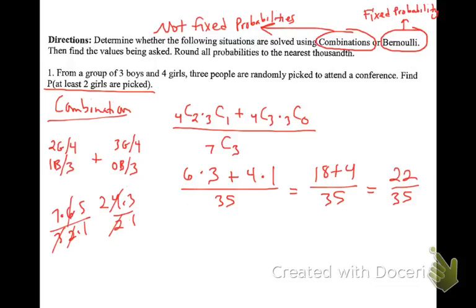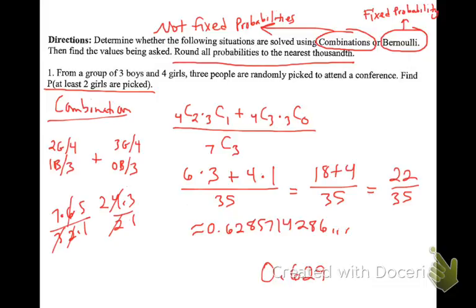Now I did specify that I want you to round off probabilities to the nearest thousandth. So if you type 22 divided by 35 in your calculator, you will get approximately 0.6285714286, because it keeps on going. So to the nearest thousandth, the probability is 0.629. So that was a combination problem again because once a person is picked, the probability of choosing the next person changes, because you can't pick them anymore. Okay, so pause the video and write down anything you need to.